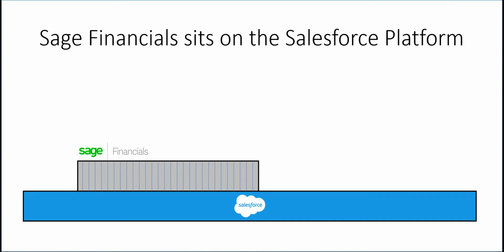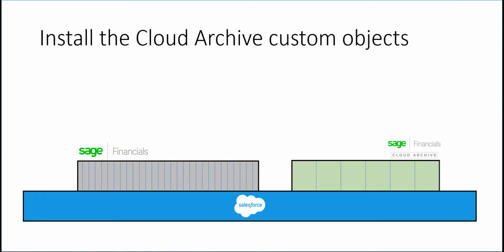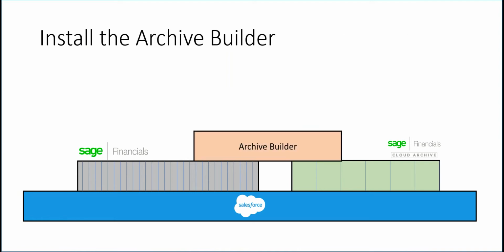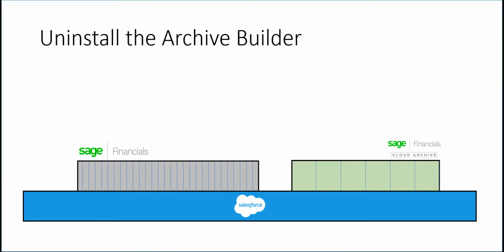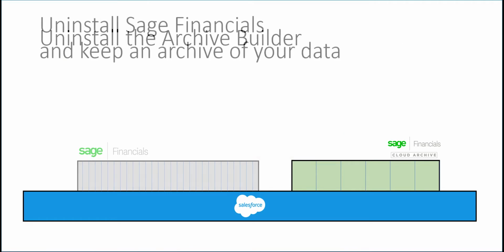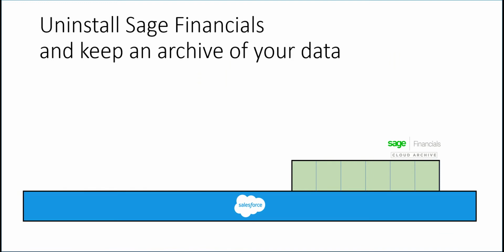Sage Financials is a managed app, and with its 150 objects, it sits on the Salesforce platform. The Sage Financials Cloud Archive is also a managed app with 6 objects, which we install onto your Salesforce org. On top of that, we install the Archive Builder, and the Archive Builder copies the data from Sage Financials into the archive. Then we uninstall the Archive Builder, and you can uninstall Sage Financials, leaving your data in the archive. Let's have a look at the archive data.